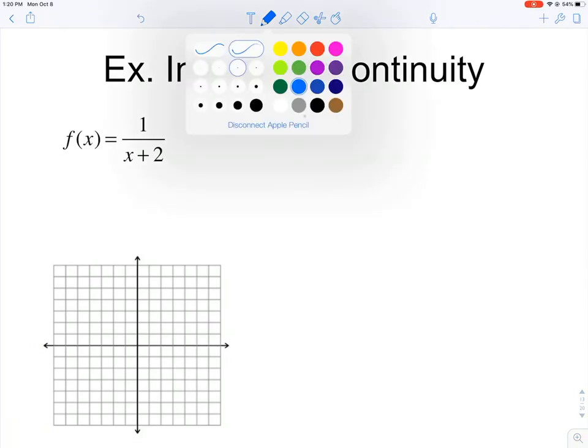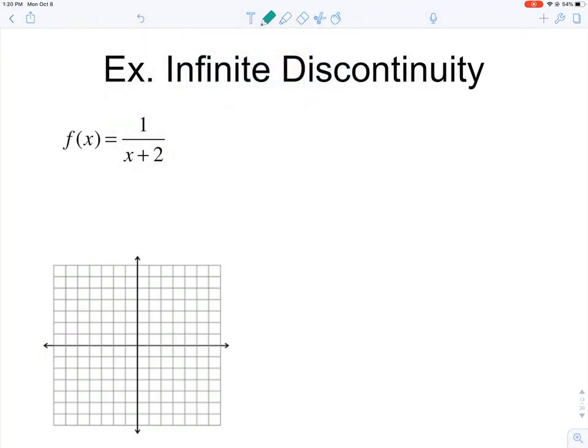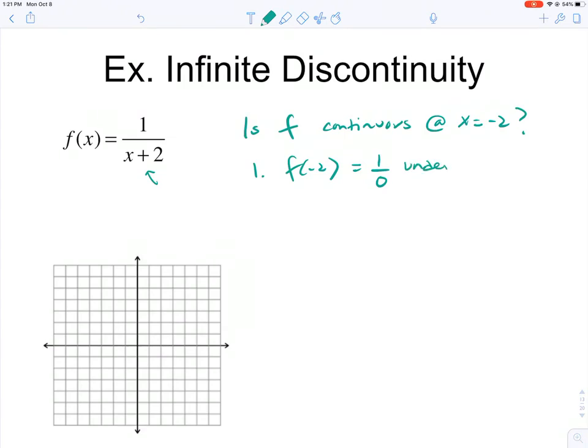Okay, so just from our prior knowledge, we know that x equals negative 2 would make this function undefined. So there's a potential for a point of discontinuity. Let me ask, is f continuous at x equals negative 2? Well, f of negative 2 is undefined. So we know that it's not.